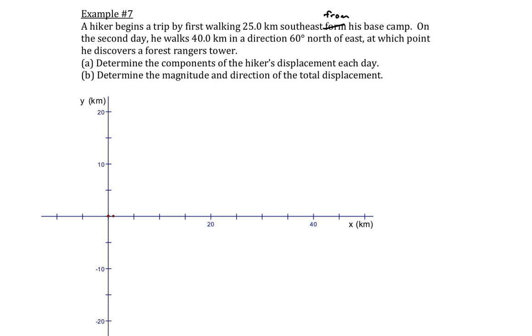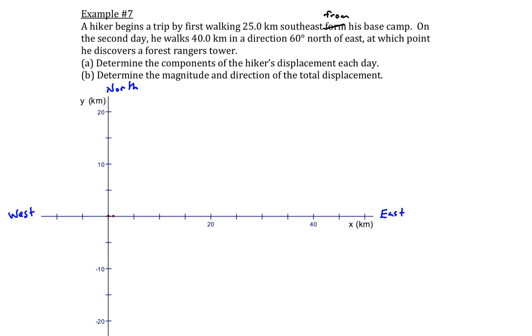So already provided for you is an x and y coordinate system. And we can assume along the positive x-axis, we'll call this east. Along the positive y-axis, we'll call that north. Along the negative x-axis, we'll call that west. And then along the negative y-axis, that's going to be south.